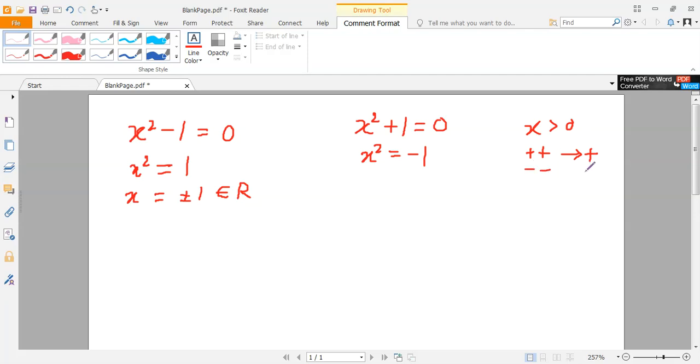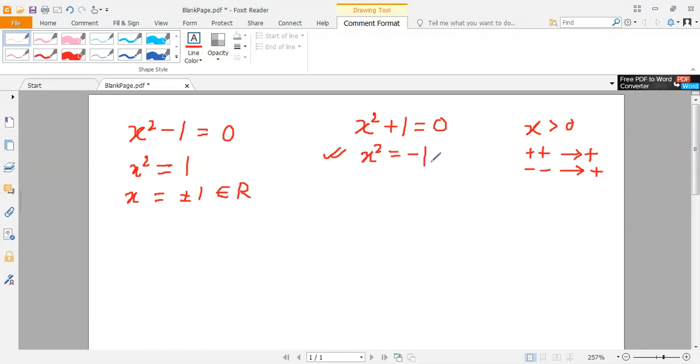Essentially the square of a positive number will be positive in itself. But if we take a negative, the square of the negative number will also be positive. Minus 2 into minus 2 is plus 4. Minus 3 into minus 3 is plus 9. So whether the original number is positive or negative, its square will always be positive. However, for this equation that I have here, I have x squared equal to minus 1. That is, I'm getting a negative square number.